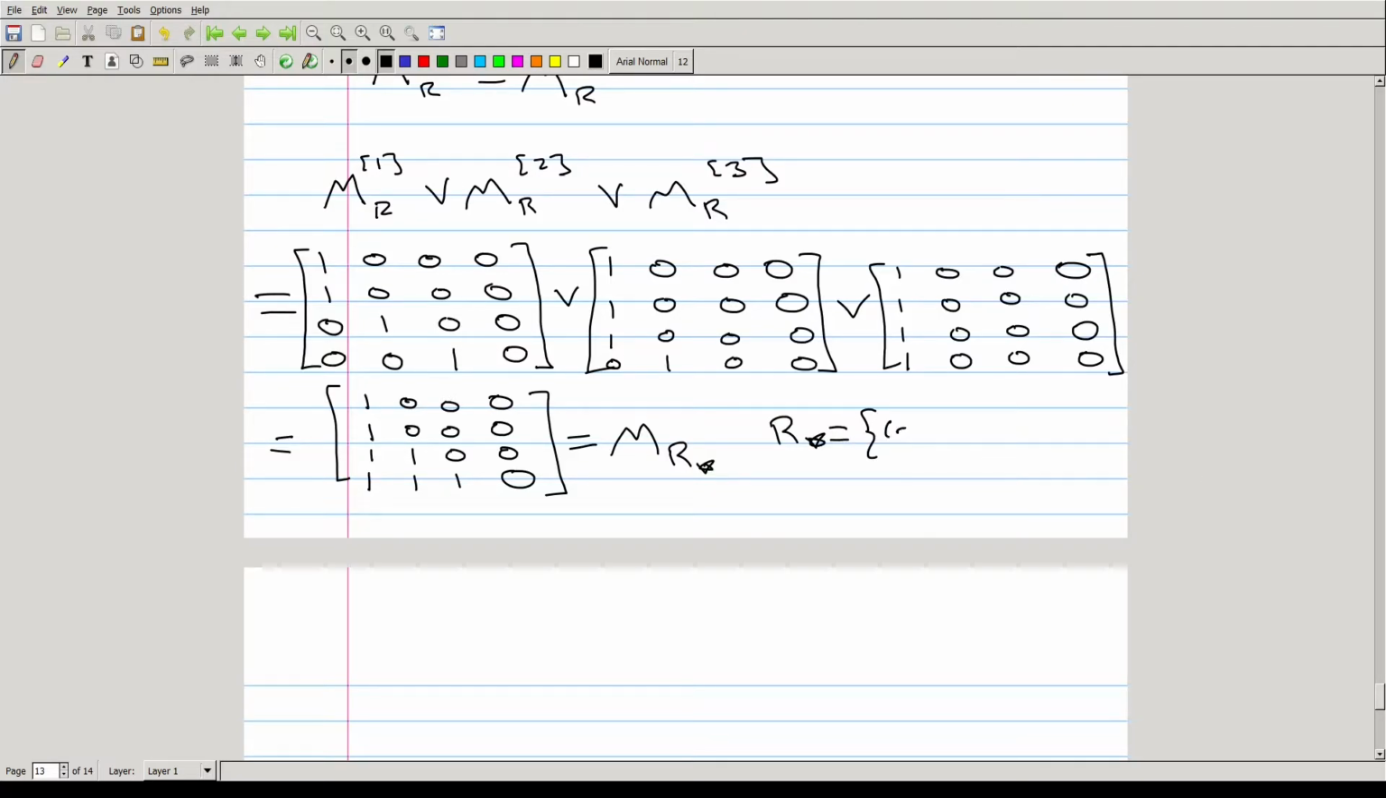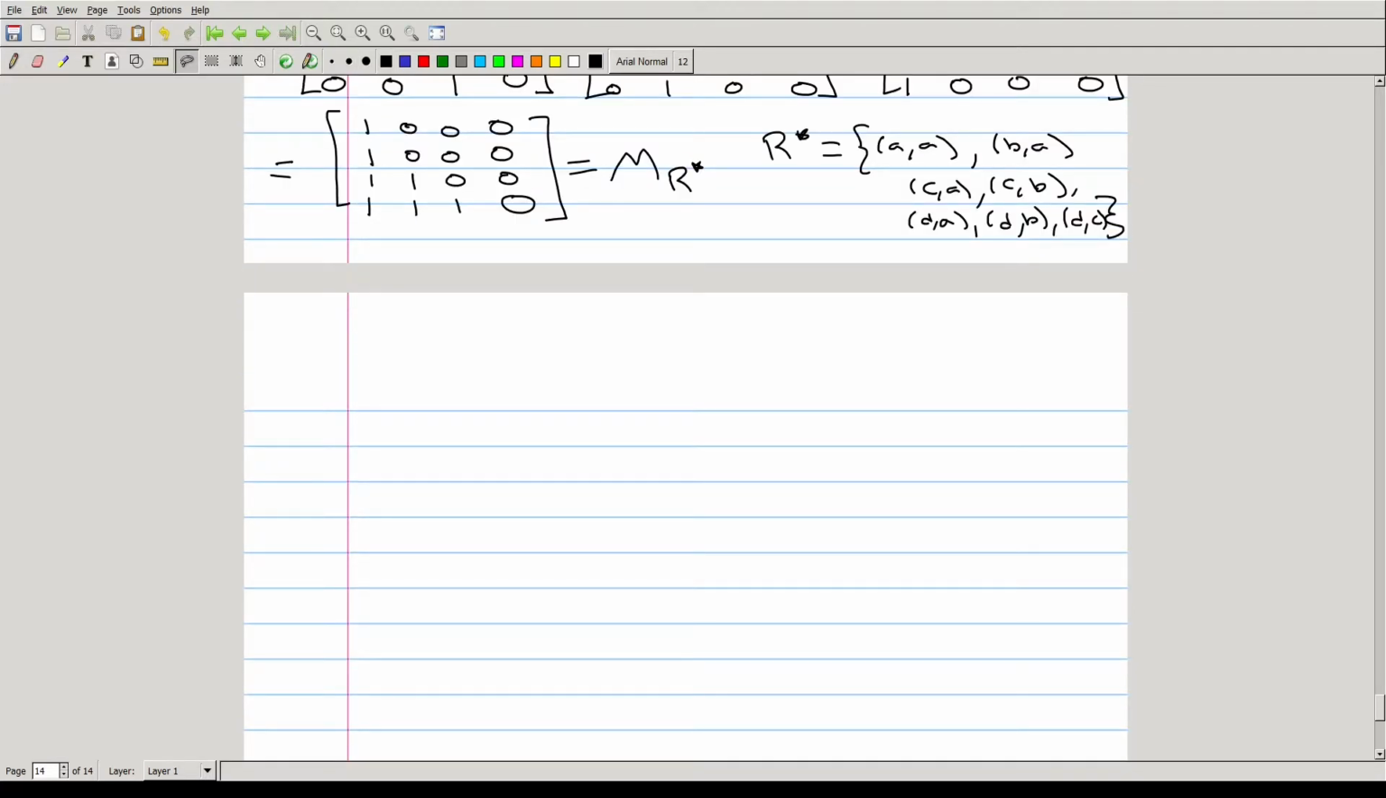The relation R star has A comma A in it, B comma A because of this one, C comma A, C comma B because of this one, D comma A, D comma B, and D comma C.